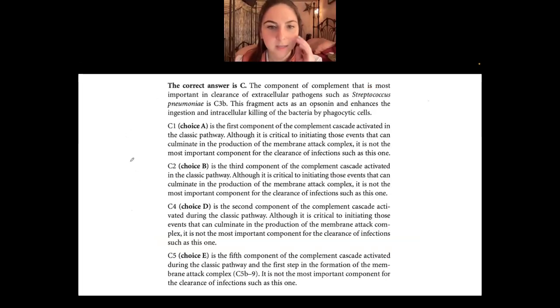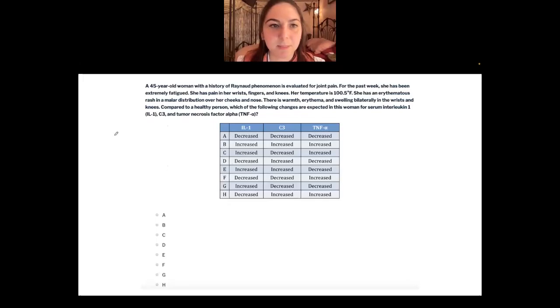Okay. And then this last question is a little tricky, but I want to see how you guys do with it. It kind of ties into some stuff we did yesterday, but I want to see how you guys do with it.